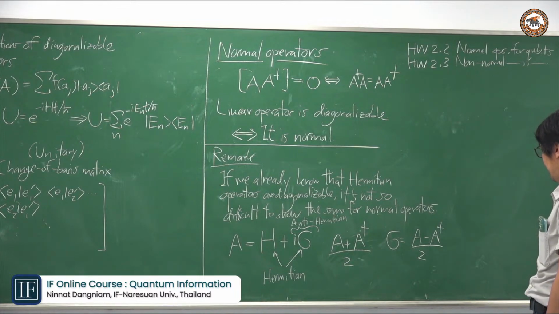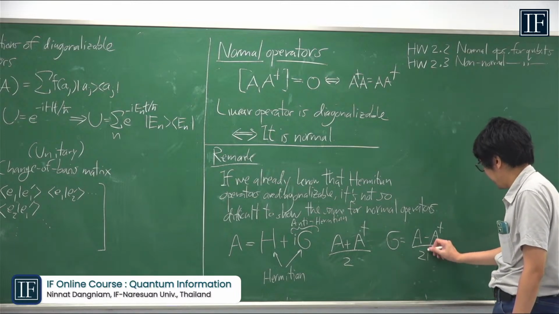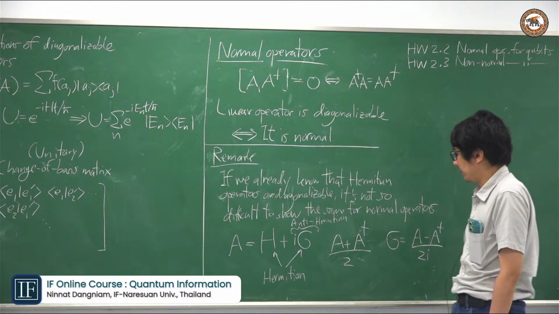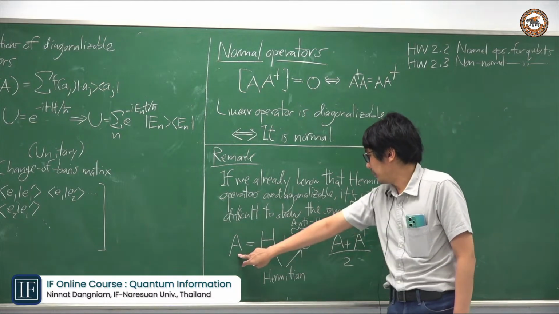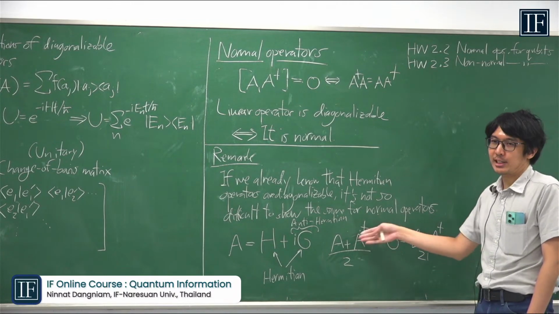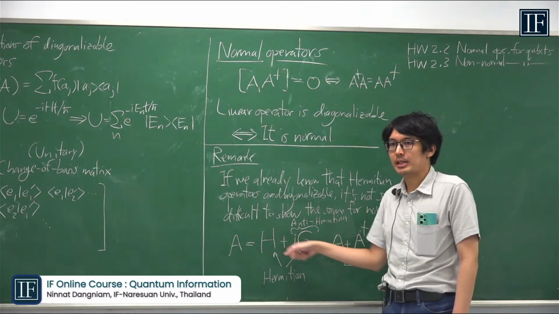It depends on how you choose this. Maybe I put it here, usually. So for any linear operator, you just basically add and subtract A dagger, and this is how you get the real and imaginary parts.